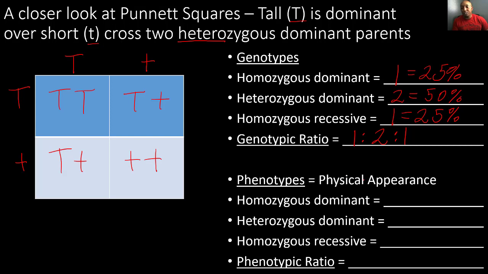So now let's look at our phenotypic ratio, and this is going to be our physical appearance. So homozygous dominant, we have 1, and they're going to be tall. Heterozygous dominant, that means we have 2, and so we're going to have 2 of them, they're going to be tall. Remember, the dominant trait masks that recessive trait. Then we have 1 that's going to be homozygous recessive, so that means they're going to be short. So if you look at the phenotypic ratio, 3 of them are going to be tall, 1 is going to be short. So 3 tall, 1 short.